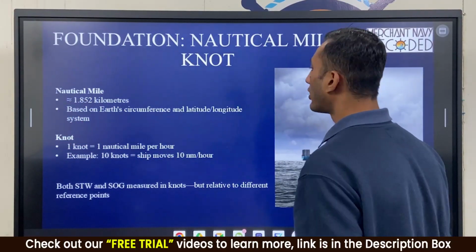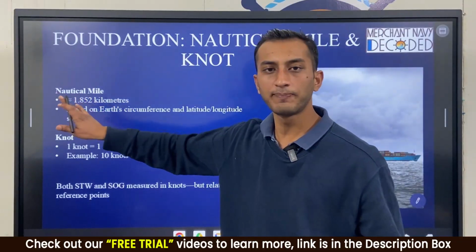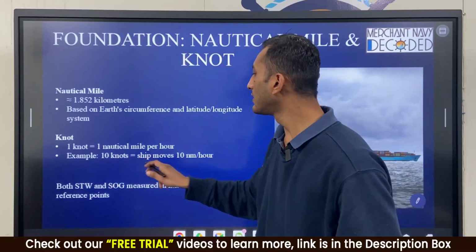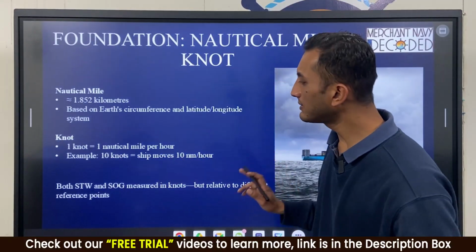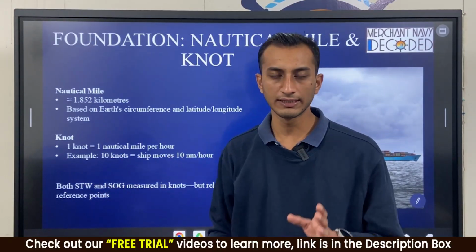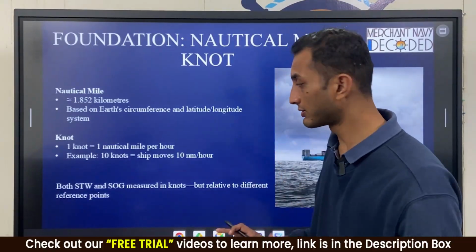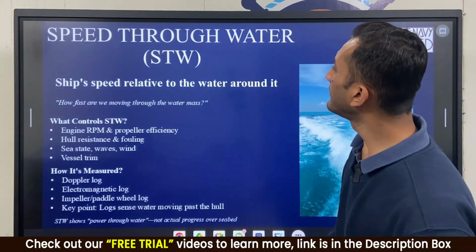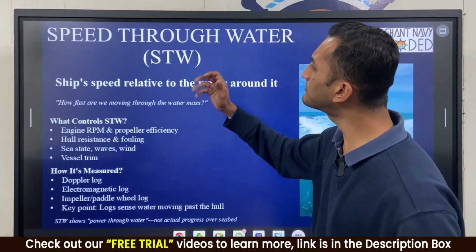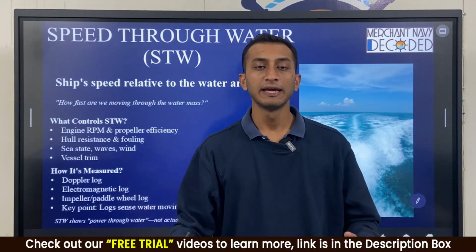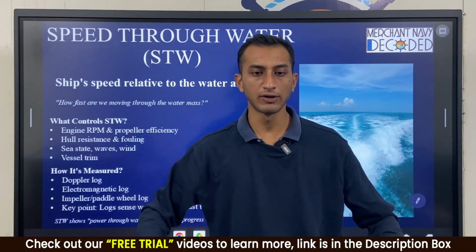So now we know knot is 1 nautical mile per hour. Okay, for example, 10 knots means the ship moves at 10 nautical miles per hour. So both STW and SOG are measured in nautical miles, in knots. Now we'll start off with what speed through water is. Speed through water is actually the speed of the ship in relation to the water around it.